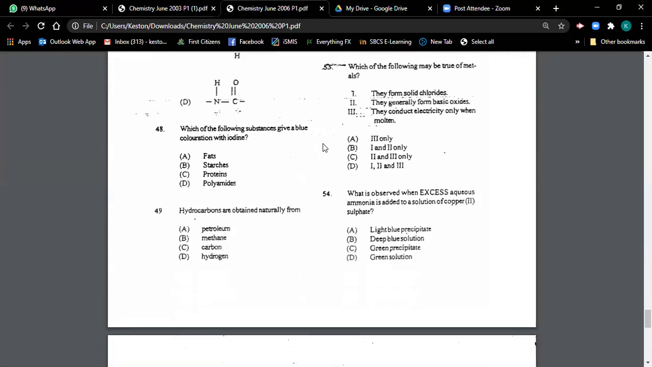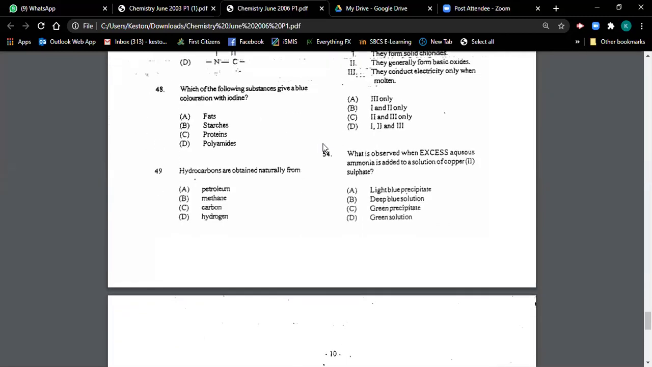Right, 54. What is observed when excess aqueous ammonia is added to a solution of copper 2 sulfate? I did this. Let me send it to you. I wanted to add some more things to it before sending it to you. But as I see this question, I go down and send it to you now. If I didn't send it already, again, I forget. Where did the thing go now? What are we using there?